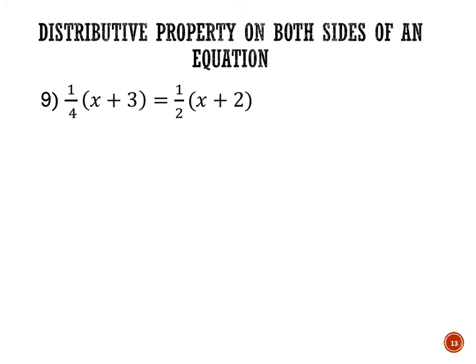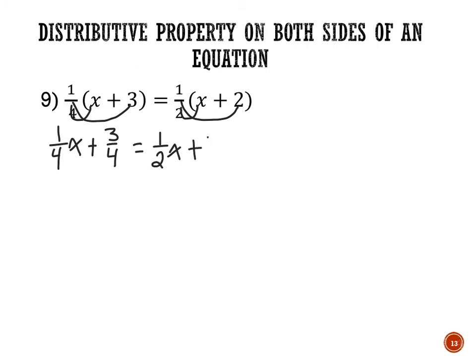Distributive property on both sides of an equation. So for number 9, 1/4 times x plus 3 equals 1/2 times x plus 2. I have to distribute my fractions on both sides of the equation. 1/4 times x gives me 1/4 x. 1/4 times 3 gives me positive 3/4, equals 1/2 times x gives me 1/2 x. 1/2 times 2 gives me positive 1.